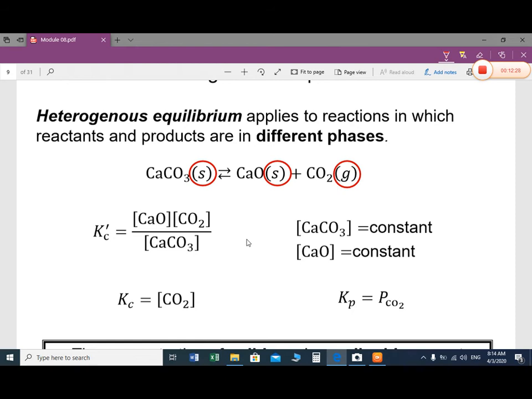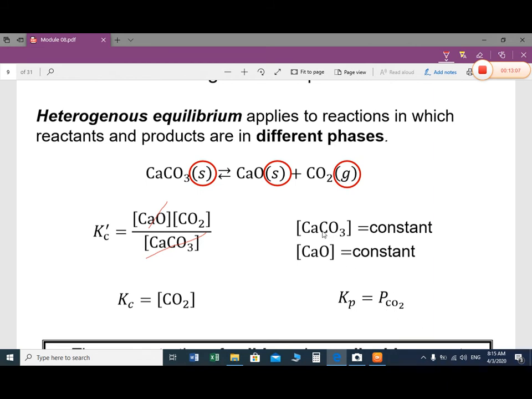Here in this case, we have to remove calcium oxide because this is a solid, and we have to remove calcium carbonate also because this is also a solid. So what is left? Only carbon dioxide gas. If we calculate in terms of concentration, we put a bracket and the concentration in moles per liter will come here, and that will be exactly equal to the Kc itself, because there is no other component accounted in the equilibrium expression. When we calculate in terms of pressure, then the partial pressure of carbon dioxide gas will be exactly equal to the equilibrium constant in terms of pressure, because other components are not included here.